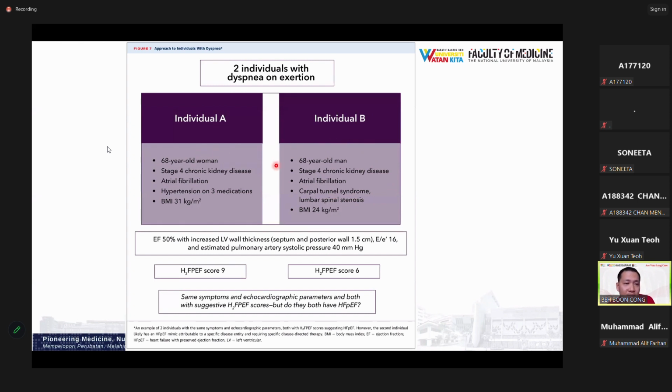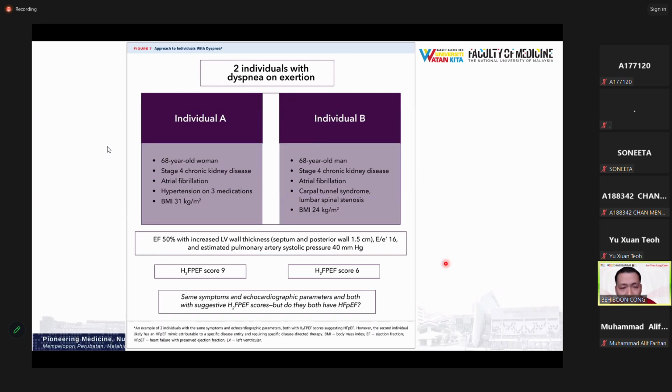So even though they present the same, because of the other extra things you need to keep in mind, the scoring system for this patient is different. This patient may have a score of 9, this patient a score of 6. So the higher the score, the more likely it is heart failure with preserved EF. It doesn't mean both patients have more than 5 already. So both are under the category of heart failure, but what is the underlying cause for the heart failure? These are the things that you need to work out.